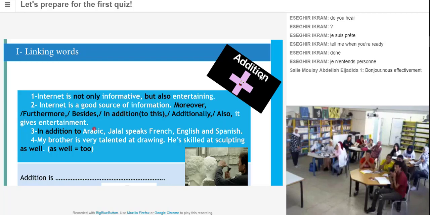Now, number three, when we have a noun after and we want to add other nouns to a list, like when you are given a list of items and you want to add one to the other items. So you can say here, in addition to Arabic, Jalal speaks French, English, and Spanish. So French, English, Spanish are languages, of course, and Arabic is another language that this person speaks. So I use in addition to. What you should remember here is that in addition to should be followed by a noun. The last example is using the expression as well or too. Now, as well is more common in spoken English, but you can still use it in writing.